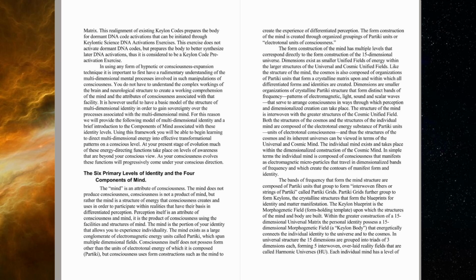The form construction of the mind is created through organized groupings of particuli, or electrotonal units of consciousness. The form construction of the mind has multiple levels that correspond directly to the form construction of the 15-dimensional universe. Dimensions exist as smaller unified fields of energy within the larger structures of the universal and cosmic unified fields. Like the structure of the mind, the cosmos is also composed of organizations of particle units that form a crystalline matrix upon and within which all differentiated forms and identities are created.